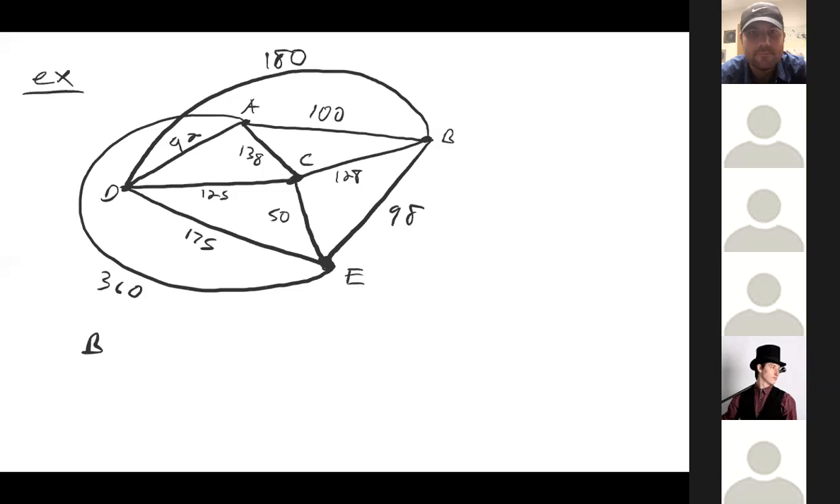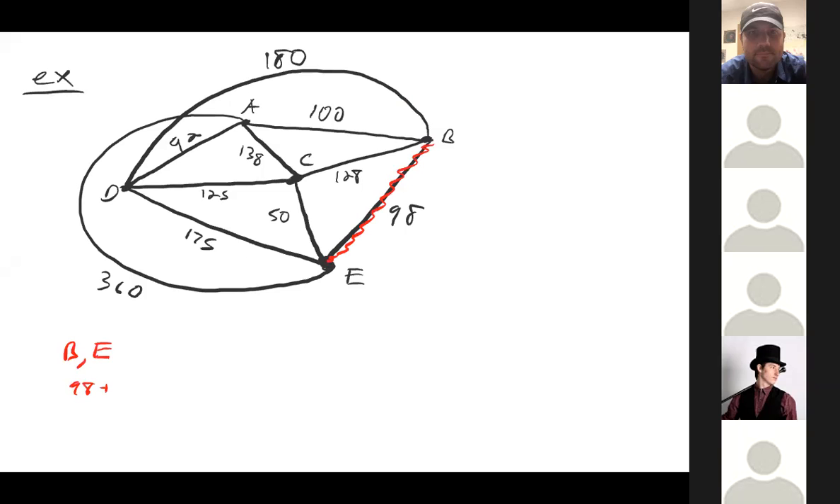Okay, let's go through it here. I know some of you guys are working on it. So let's look at starting at B. So B, I've got all these different options here. This one, that one, this one, or that one. Looks like I'm going to choose the 98 first, right? So I'm going to go along the 98 down to here. Okay. So I start at B. That's going to take me to E, and that's going to be 98.